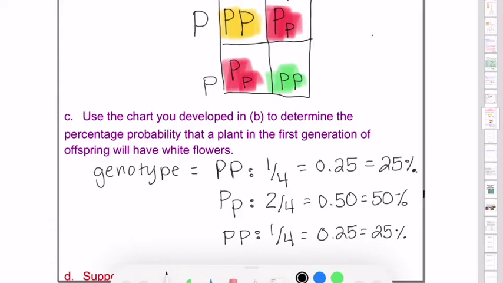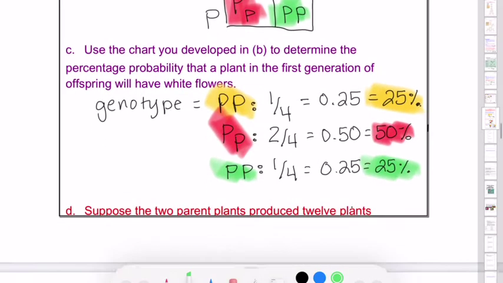So if we were going to cross these two parents, the probability that we get an offspring that is big P, little p would be 50%. Okay, the probability of getting big P, big P would be 25%, and the same for little p, little p would be 25%. Okay, so that's how we figure that out.